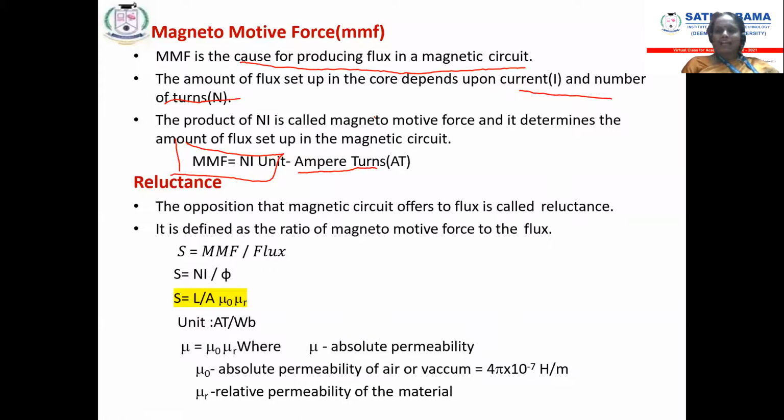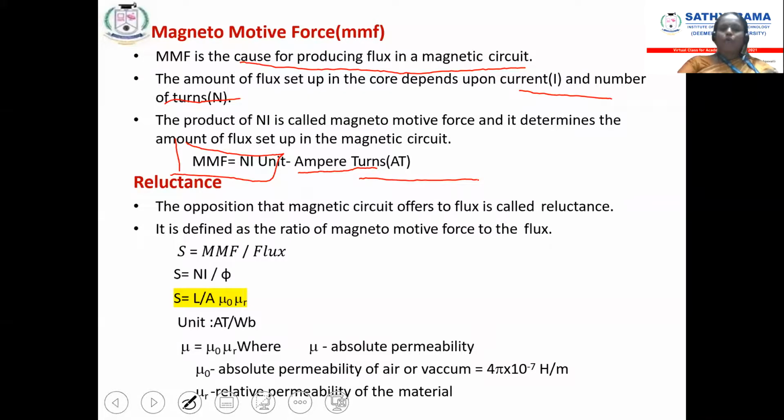Magnetomotive force is an important two-mark question. It is the cause for producing flux in a circuit, and the MMF is equal to N into I, number of turns into current flowing through the coil. Number of turns we say as turns, and current is ampere, so that is why we get ampere turns. That is magnetomotive force.